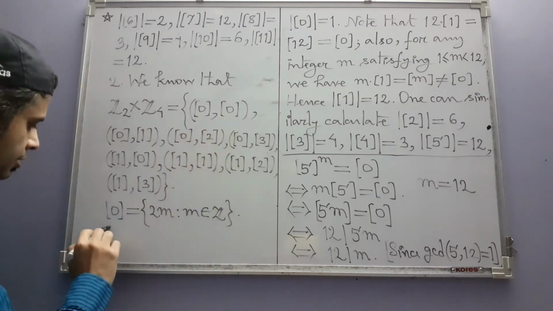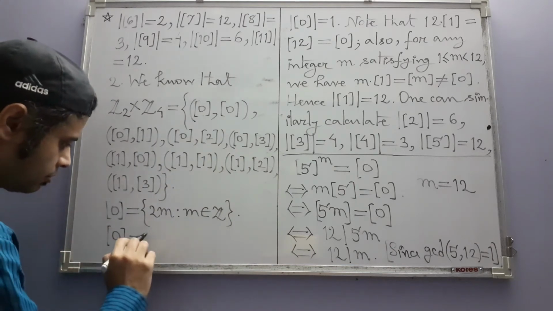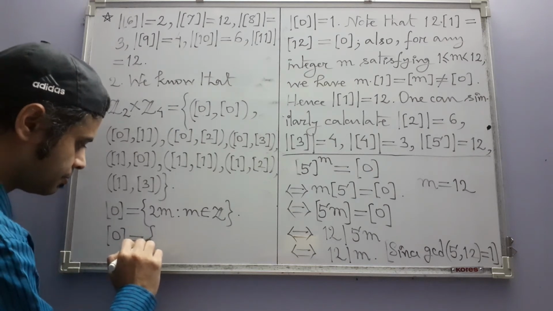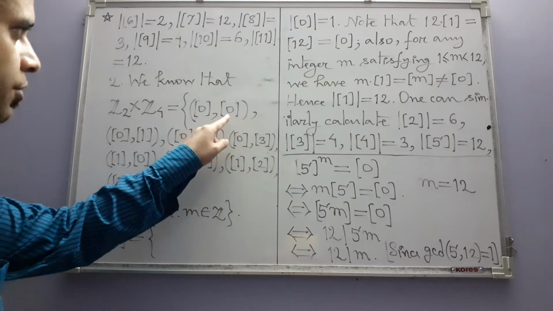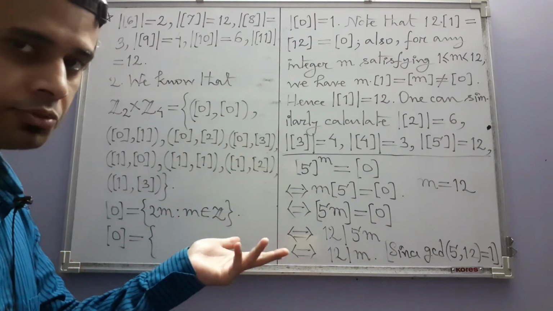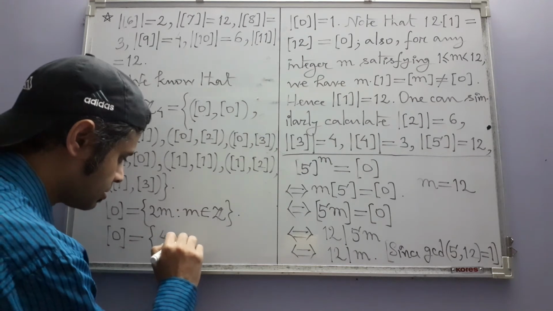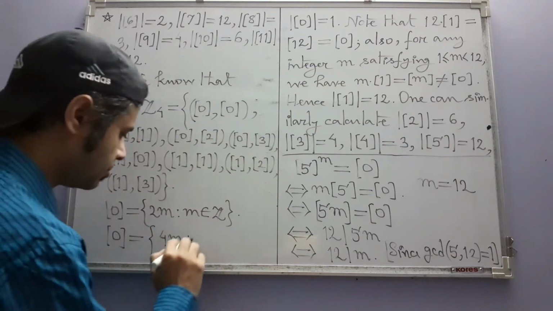However, this 0 is different. This is the second 0. It is the set of those integers which leave the remainder 0 when divided by 4. So those integers look like this. They are multiples of 4.